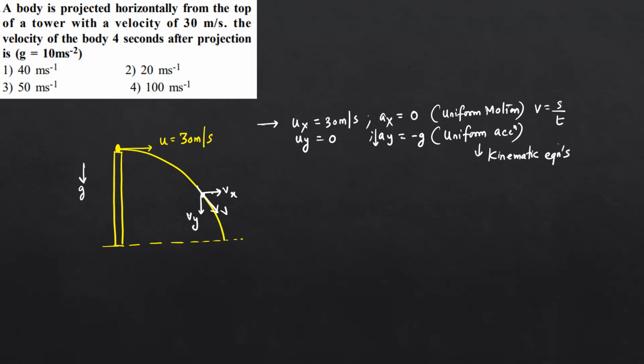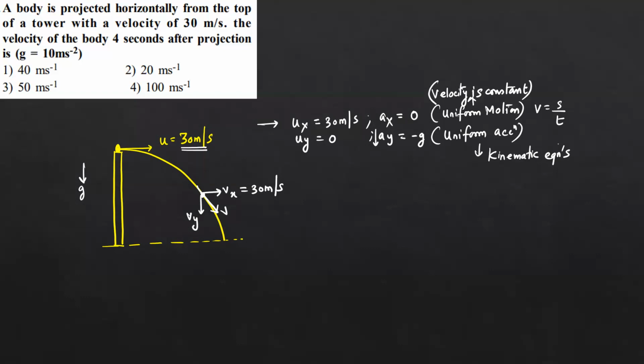So here, how do we find Vx? We know along the x-axis, the velocity will remain the same because along the x-axis it is uniform motion. So velocity is going to be constant all the time along the x-axis. So velocity along the x-axis will be the same as the initial velocity, that is 30 meters per second. Along the x-axis, velocity is going to be constant every time. That is 30 meters per second. How do you find velocity along the y-axis? We can use the kinematic equations.